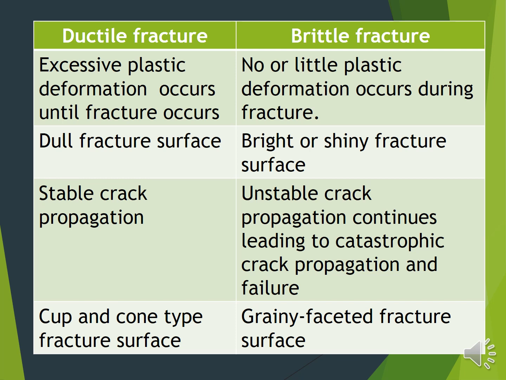In ductile fracture, there is stable crack propagation, and in brittle fracture, it is unstable crack propagation, and it continues, leading to catastrophic crack propagation and failure. In ductile fracture, cup and cone type fracture surfaces appear. In brittle fracture, it will be a grainy, faceted fracture surface that appears at the crack.